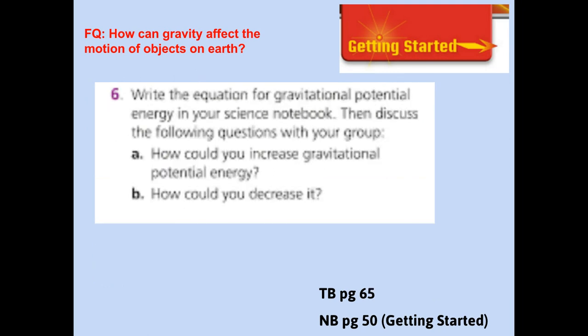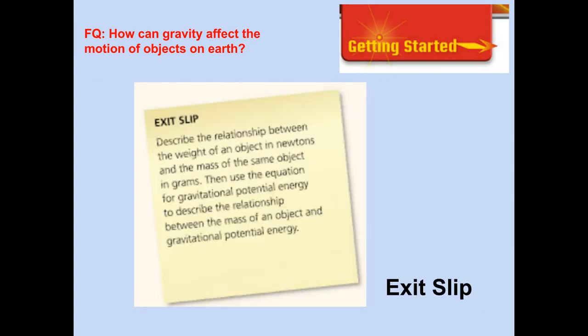Finally, number 6, you're going to write the equation for gravitational potential energy in your science notebook and discuss the following questions with your group. If your group hasn't finished the quiz, then just hold off on that. But 6A says, how could you increase gravitational potential energy? And 6B says, how could you decrease it? So think about the equation for gravitational potential energy and how you could increase it and how you could decrease it. You'll also have an exit slip at the end of the hour talking about the relationship between weight in newtons and mass of the same object in grams and using the equation. But you'll have that exit slip in your hand, so you'll be able to read that.